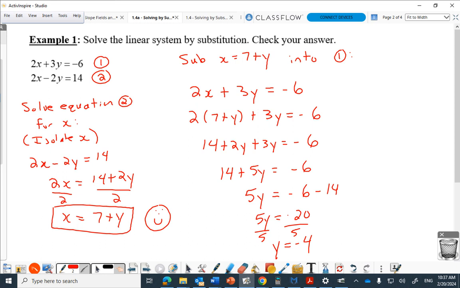Getting rid of all my paraphernalia here. I like boxing that too, me personally. I go, yeah, there we go. I'm going to be looking for that in just a minute, when I go to state my answer. So what's the final move? No, sorry, what's the final move in solving? Not the final move in the question.